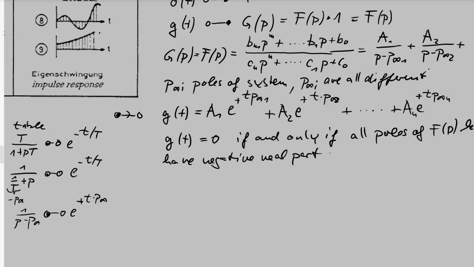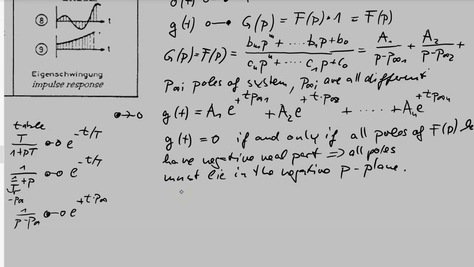or all poles must lie in the negative p-plane. Okay, let's look at this picture. I have changed this word. I've looked into my dictionary. Of course, not lay but lie, or must be located. Be located. We also can say located. Be located in the negative p-plane.